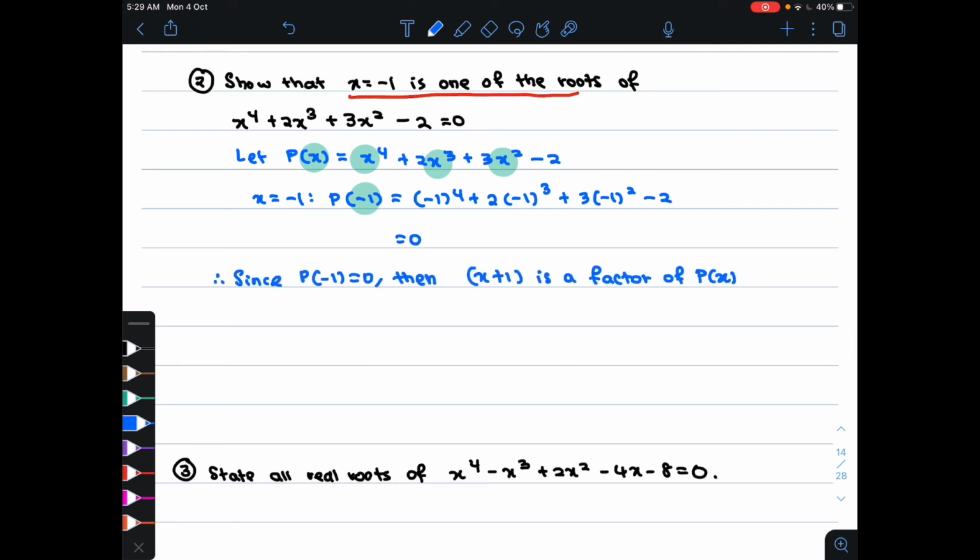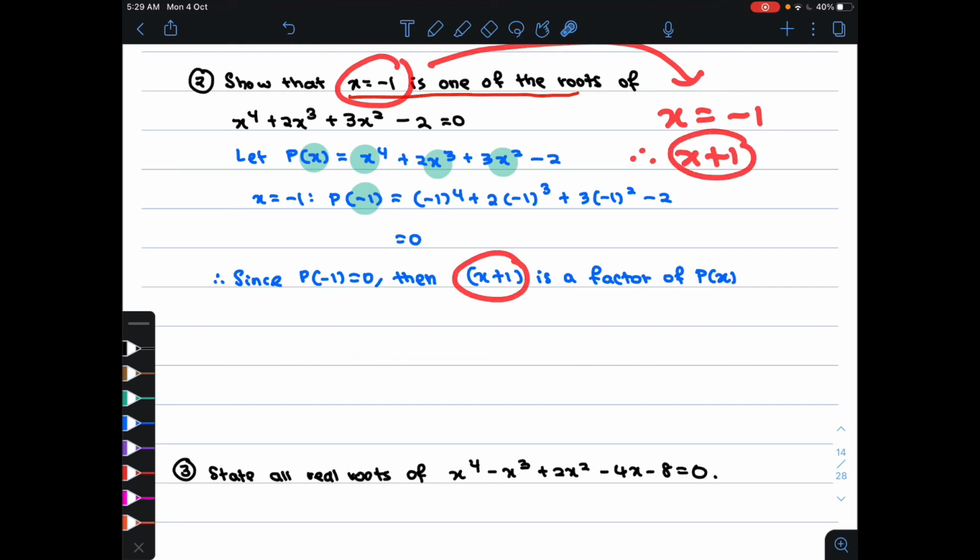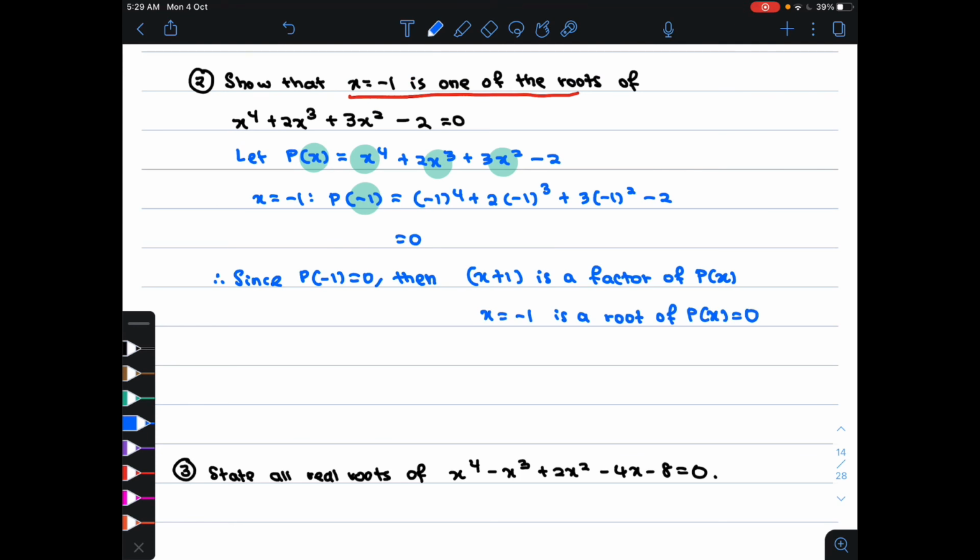Since p(negative 1) is equal to 0, therefore x plus 1 is a factor of p(x). X plus 1 comes from x equal to negative 1. So you rearrange and you'll get x plus 1, and this is a factor. Therefore, x equal to negative 1 is a root of p(x) equal to 0. So just be careful, whenever you're writing about roots, you need to have an equal sign. So p(x) equal to 0, hence x is equal to negative 1. And hence, negative 1 is a 0 of p(x).